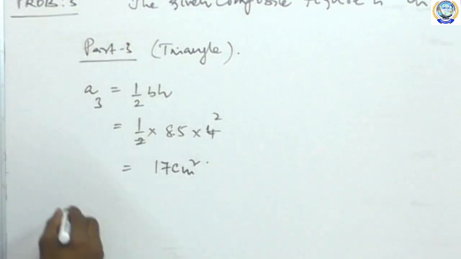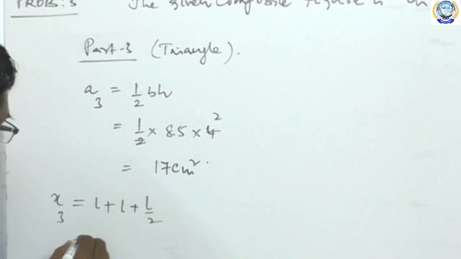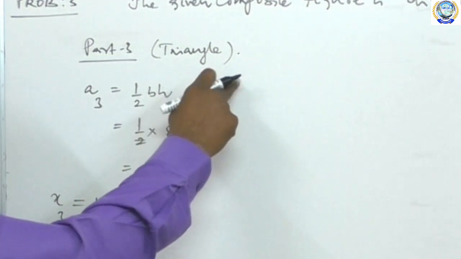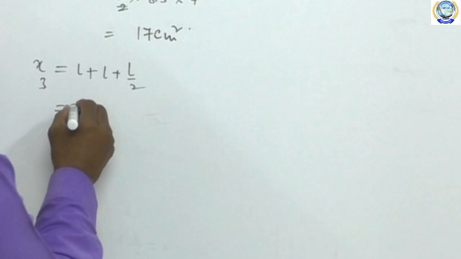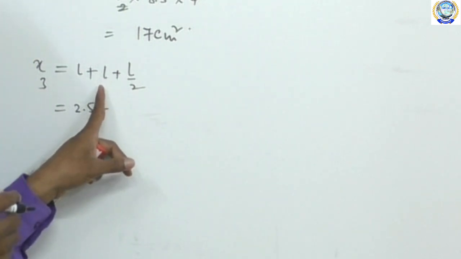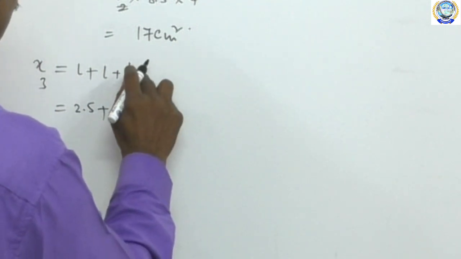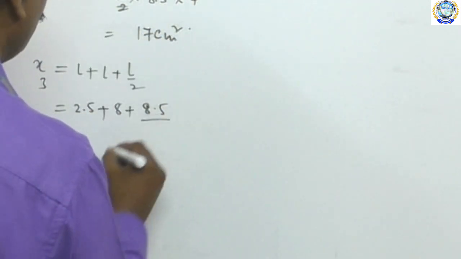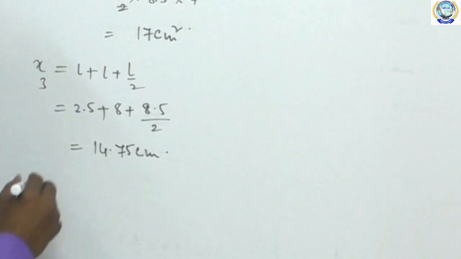Similarly, for the third part also, we need to find x3. So, x3 is equal to, we have a formula, l plus l by 2. This l belongs to the first portion, this l belongs to the second portion, and this l belongs to the third portion. That is what? Triangle. So, let us see this. This portion is nothing but the radius, that is 2.5. So, 2.5 plus this l belongs to the second portion, that is the rectangle. In the rectangle, my l is equal to how much? 8 centimeters. Therefore, 8 plus the third portion l is equal to how much? Nothing but l means here b, 8.5 by 2. That is equal to 14.75 centimeters.